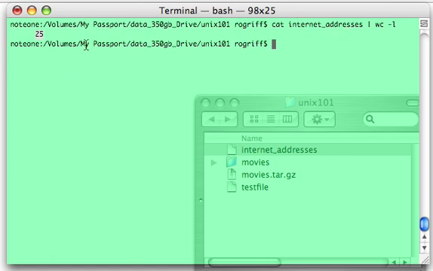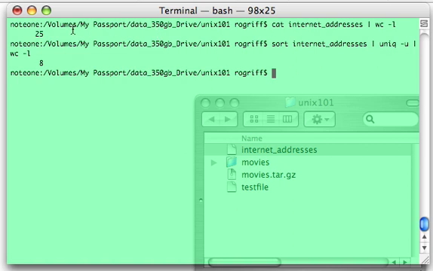However, there are not 25 unique addresses. If we wanted to find out how many unique addresses, we could sort the internet addresses, putting the similar ones adjacent to each other, then pipe the output to the uniq command using the minus u option, and pipe that output to the wc or word count command listing line output only. And we have 8. So there are 25 IP addresses in the file, but only 8 unique IP addresses, as we saw here.